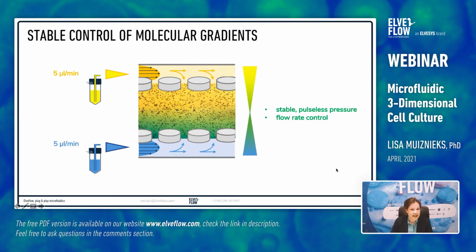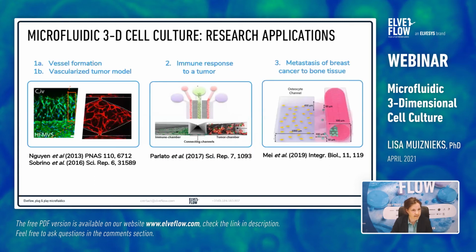This control of stable pulseless pressure and flow rate feedback is ideal for generating and maintaining stable molecular gradient across the gel. Here we show a microfluidic chip with two flow channels, distinguished by yellow and blue liquids, separated by a central porous hydrogel that has been polymerized with polystyrene beads to represent cells. With stable flow control, we show formation of a green gradient from the yellow and blue liquids.